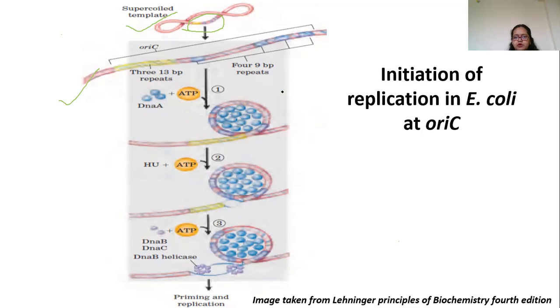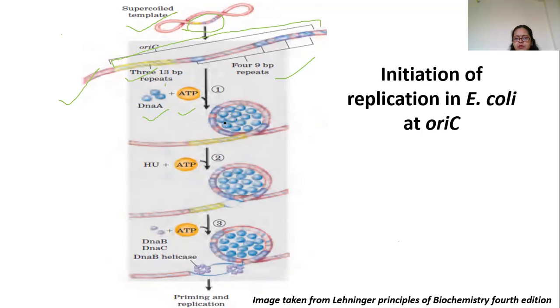Showing the four known 9 base pair repeats and three 13 base pair repeats. So this whole region belongs to the origin of replication, or ORI C. First, priming or initiation is done with the help of, I'm sorry, the DnaA protein. DnaA proteins are generally 4 to 5 in number. Here we have 5, and it requires ATP, energy also.